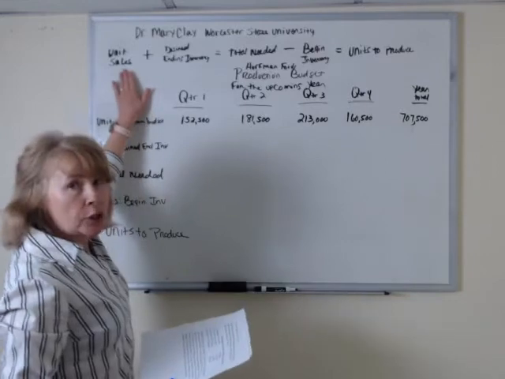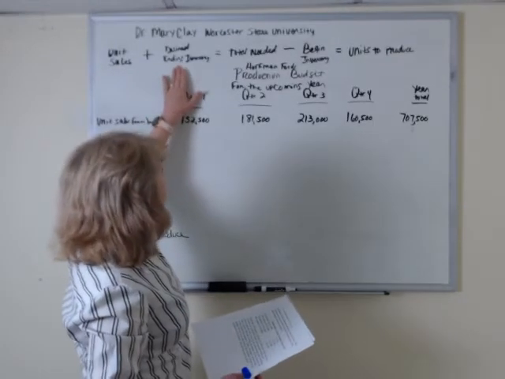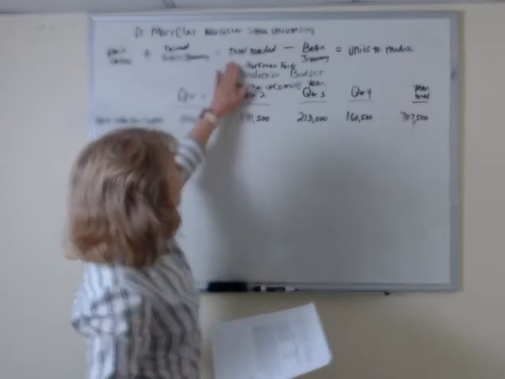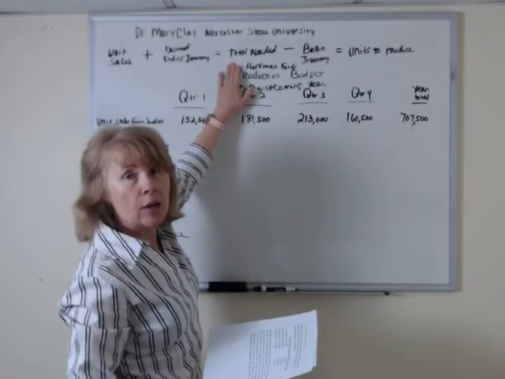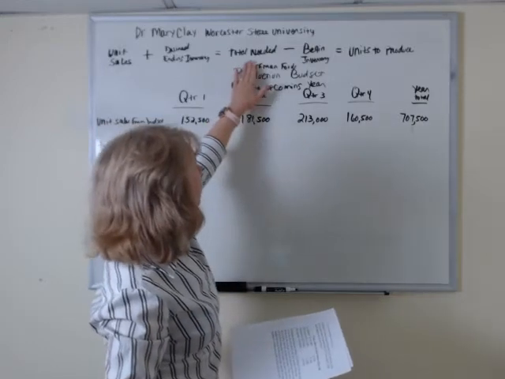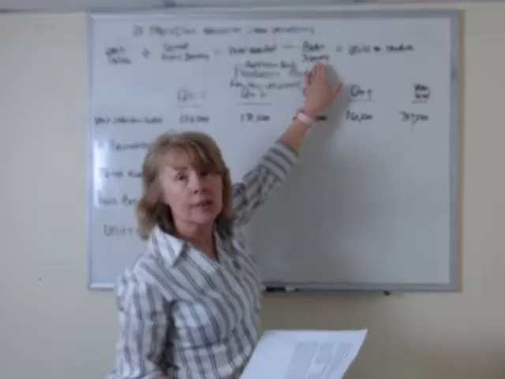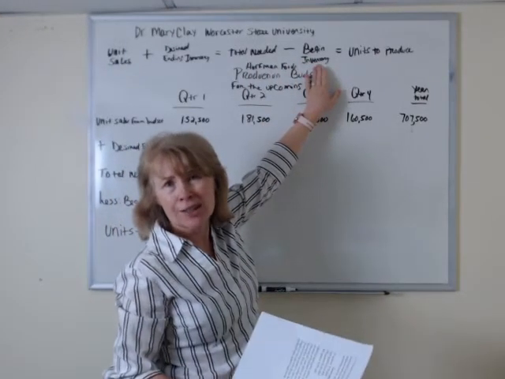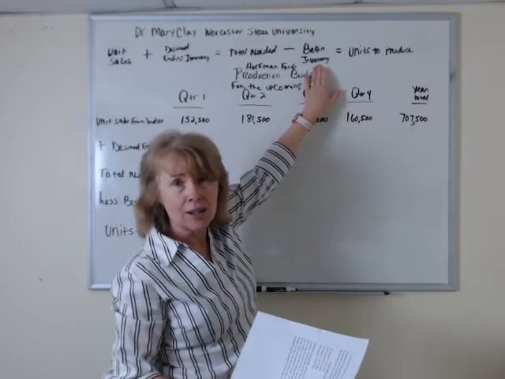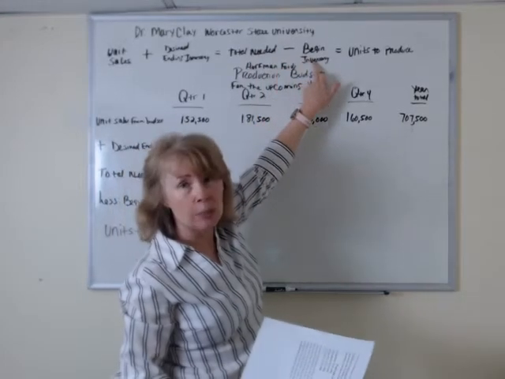You will always take unit sales, you'll add in the desired ending inventory, and that will equal the total needed. Now we are focusing on units. So the total needed for units is that total. Well, you're going to look to see if there's beginning inventory. If there is, you already have some units in there, so you don't need all of those. You're going to subtract the beginning inventory.